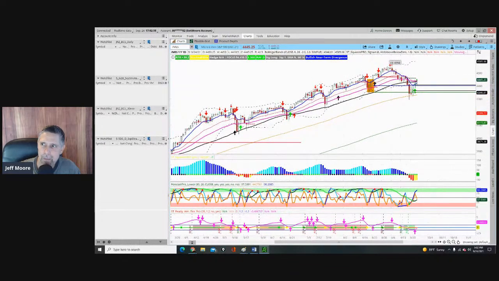Now, down below, we got the TTM Squeeze Pro. Love it. We've got the Forecast Pro in the middle area. The Forecast Pro is not available yet, but it's coming soon. And then down here at the bottom, the Ready Aim Fire Pro.